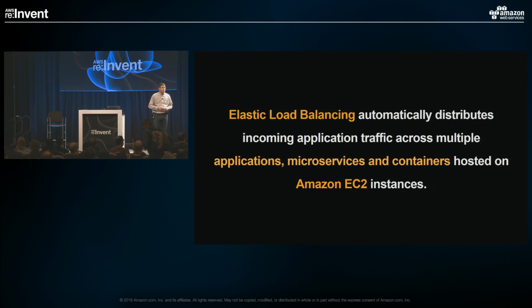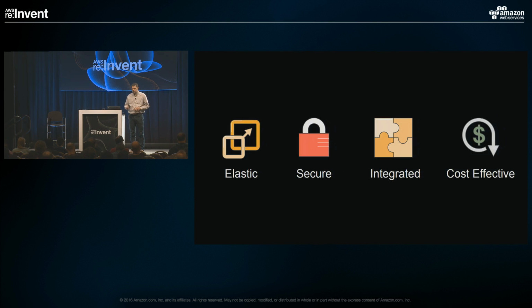Elastic Load Balancing automatically distributes incoming application traffic across multiple applications, microservices, and containers hosted on Amazon EC2 instances. So prior to August, we did not support the microservices and container use case. We were instance-based. We've added that, and we'll talk a little bit more about that later. The next slide looks at a few of the advantages of using ELB.